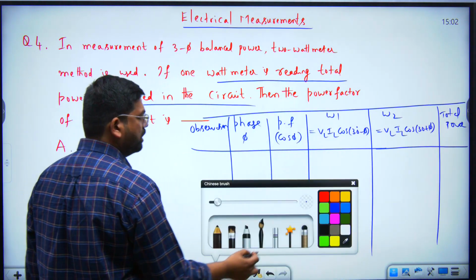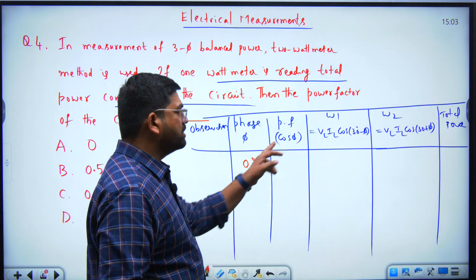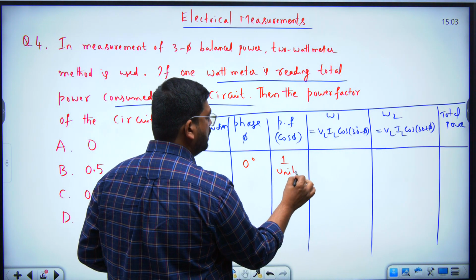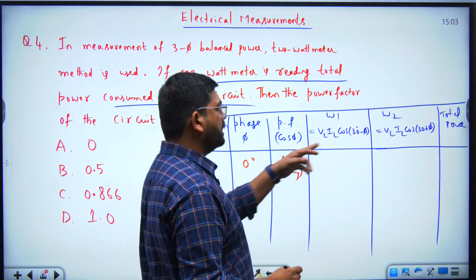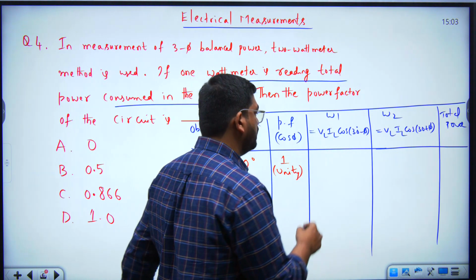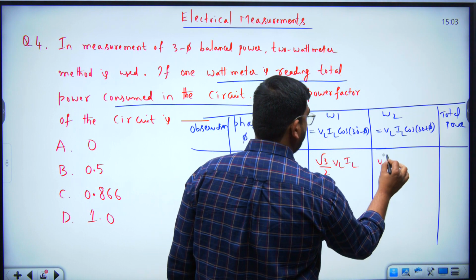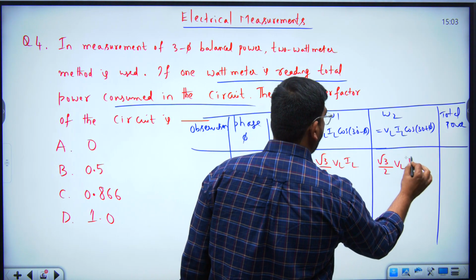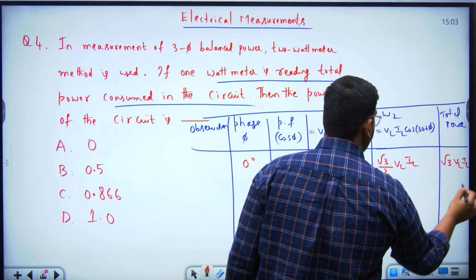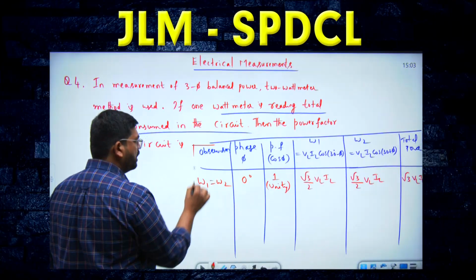Let us look into different values of phase angle. If I start with phase angle 0, what is cos 0? We know that cos 0 is 1, which means unity power factor. When the phase angle is 0, the reading is VL IL cos of (30 minus 0), which is cos 30, root 3 by 2 VL IL. The other one also gives the same reading, root 3 by 2 VL IL. So the total power is root 3 VL IL if you add these two readings. So what did you identify? Both the wattmeters are giving the same reading.